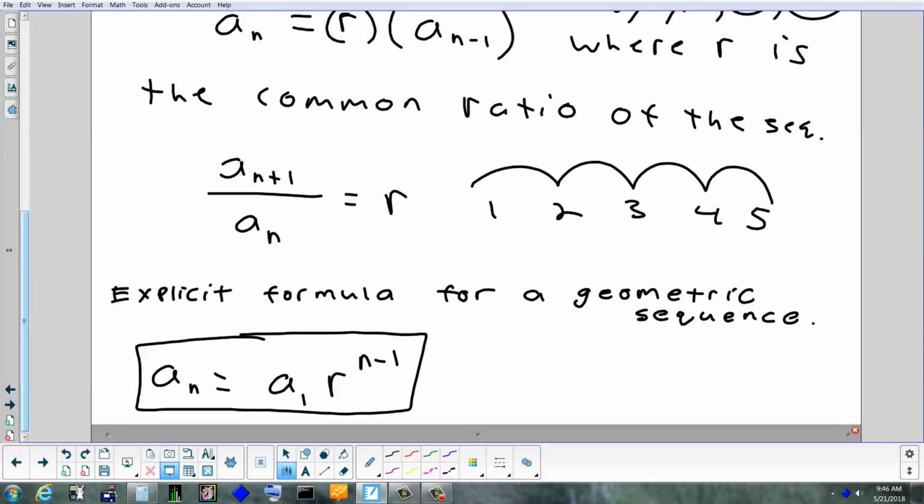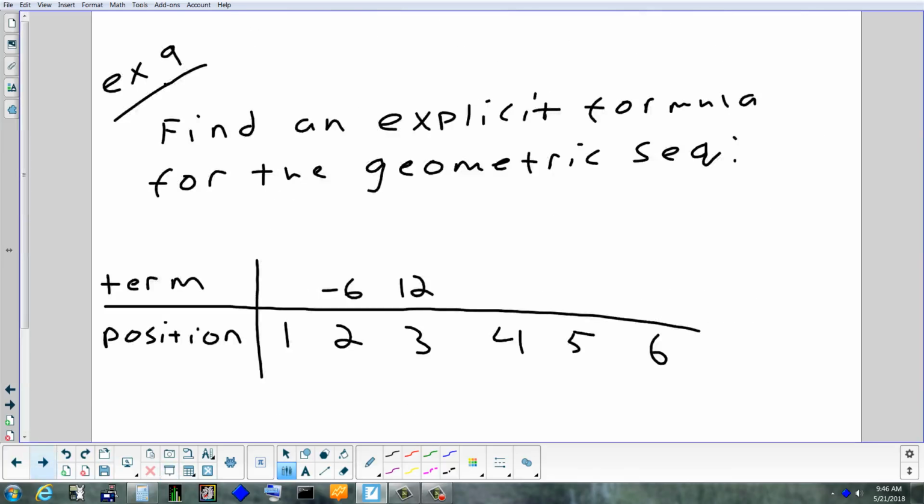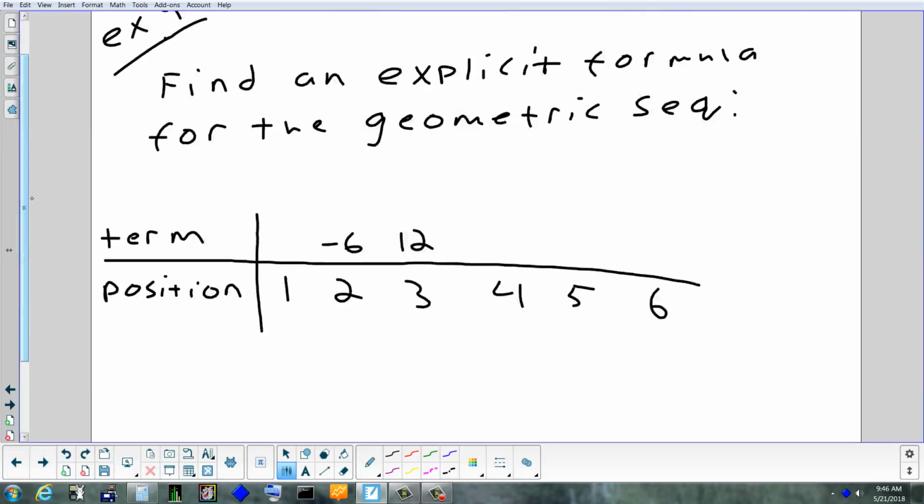Okay, so let's look at an example with a geometric sequence and see what happens there. It says find an explicit formula for the geometric sequence. Now, this time, it's kind of like the one where I had a table with arithmetic, but I put the two terms next to each other, so it's a little easier. Now, remember, you're thinking geometric. So don't say, oh, you added 18. No, that's not the pattern here because they said geometric. What's the common ratio here? Yeah, you're multiplying by -2.